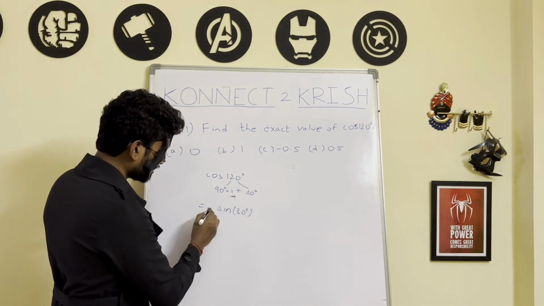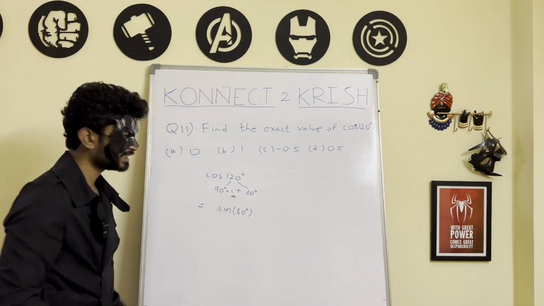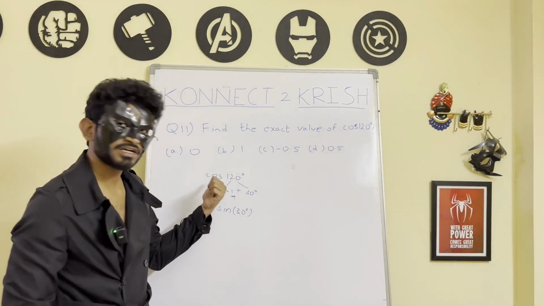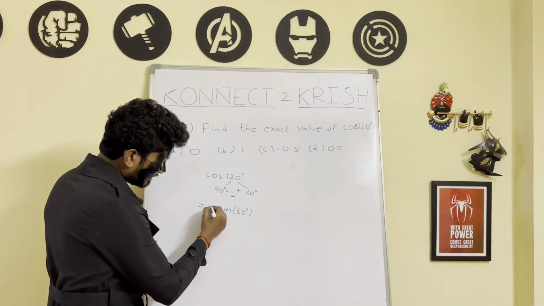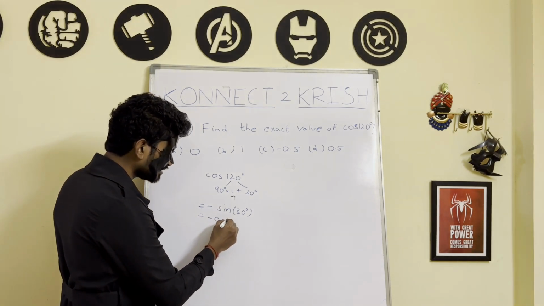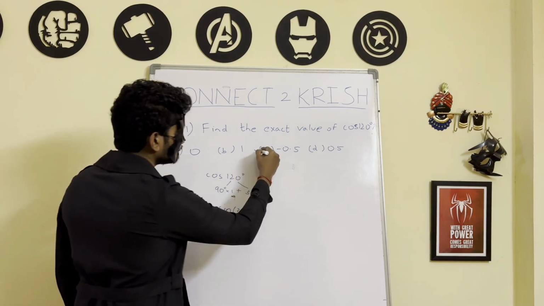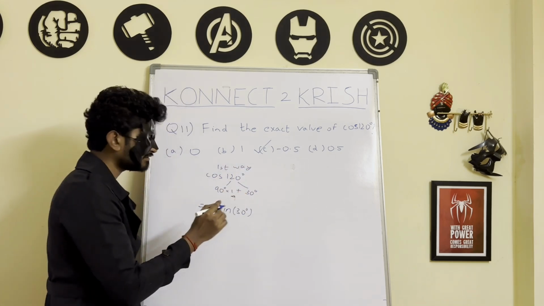But the sign will depend on this value. 120 degrees lies in the second quadrant, and in the second quadrant cos value is negative. So here you will get a negative sign. So this is minus 1 by 2, that is minus 0.5. So option C. This is the first way. We will do it the second way as well.